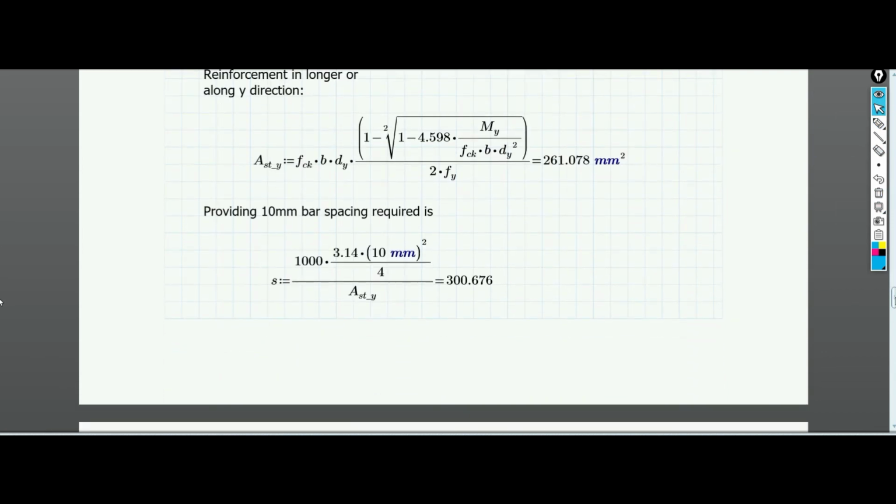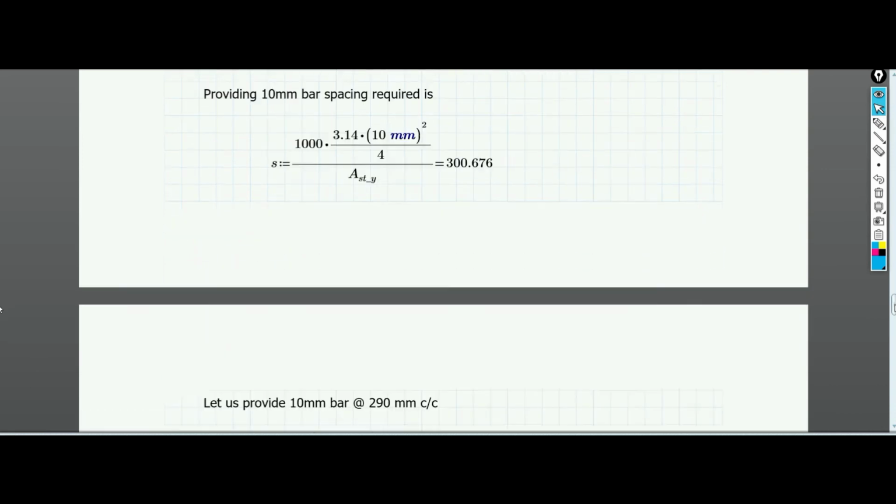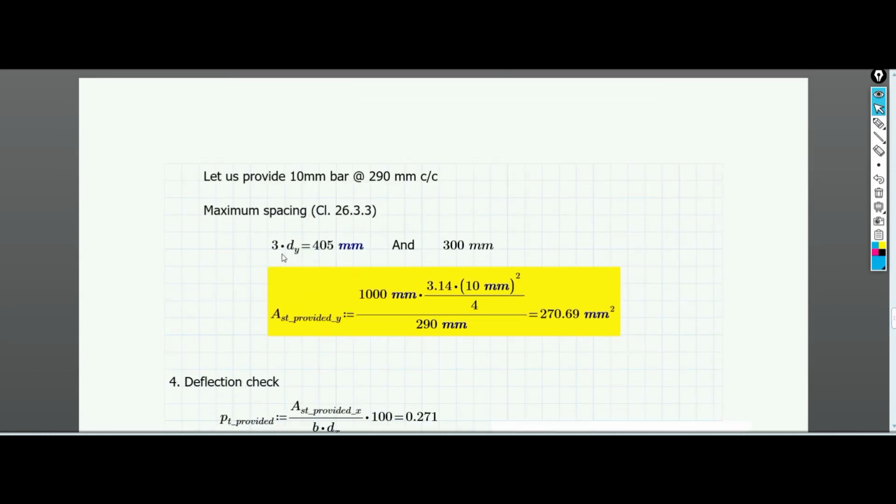Then reinforcement in the longer direction, along the y direction. The same equation, which we have used everywhere wherever we need to find steel, gives the area of steel that will be required. Providing a 10 mm bar, the spacing comes out to be around 300, right? The maximum spacing we can provide is 3dy, which is 405 mm, and 300 mm. So let us provide a 10 mm bar at 290 mm center to center along the longer side.